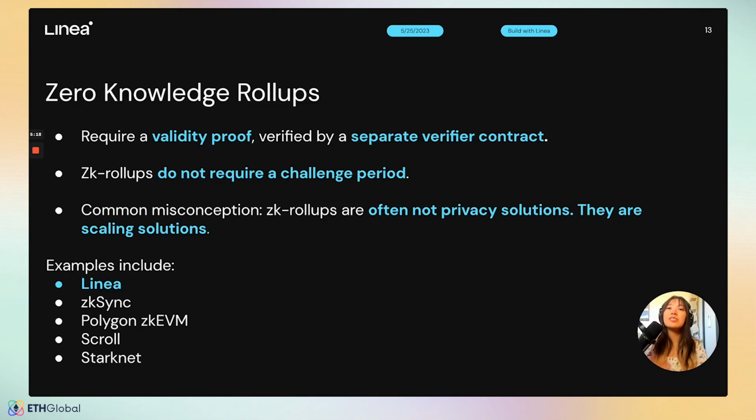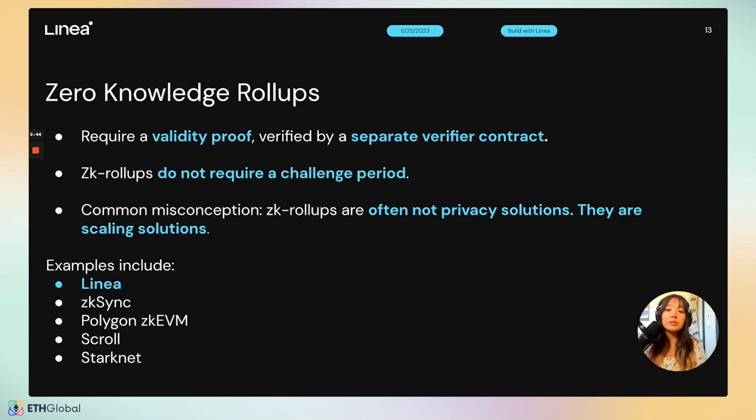So then we move into the zero knowledge rollup space. And this is where Linea sits, right? So instead of saying, hey, let's wait 7 days for a fraud proof, let's actually just, on submission, submit a validity proof that immediately says whether or not this is true or false. And this is verified by a separate verifier contract on the Ethereum L1. Note that because of this, ZK rollups do not require a challenge period, unlike optimistic rollups.